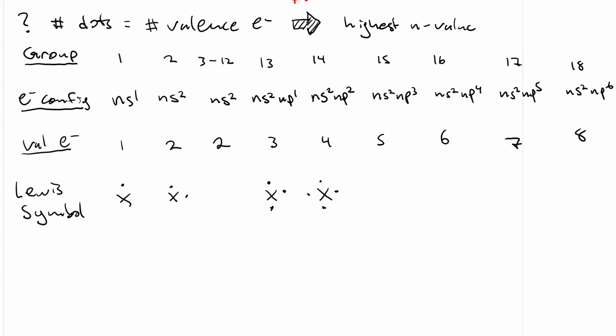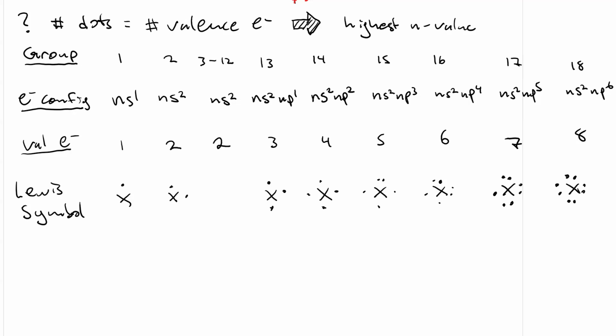A group 15 element has 5 dots, 1, 2, 3, 4, 5. And with group 15, this is the first time you see 2 dots in the same quadrant. Group 16. 1, 2, 3, 4, 5, 6. Now we have 2 quadrants with 2 dots. Group 17. 1, 2, 3, 4, 5, 6, 7. And group 18. 1, 2, 3, 4, 5, 6, 7, 8.